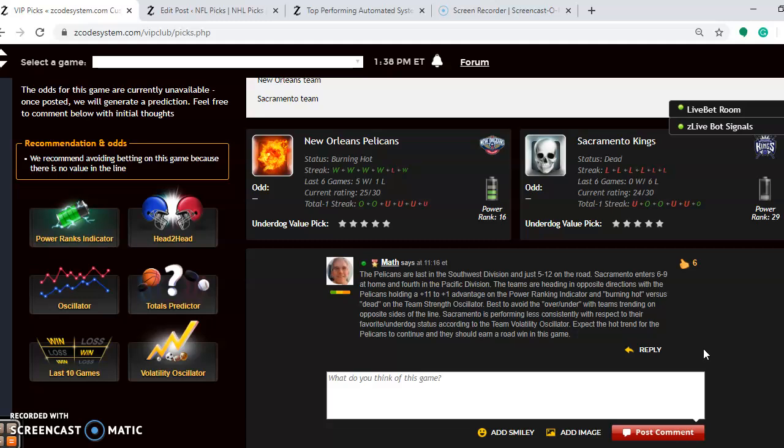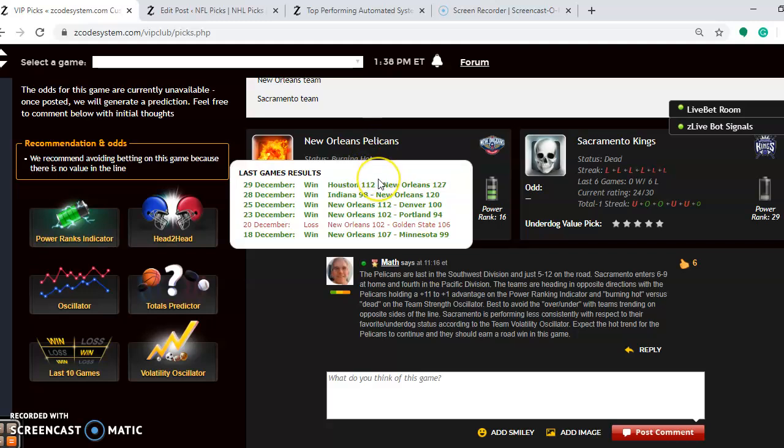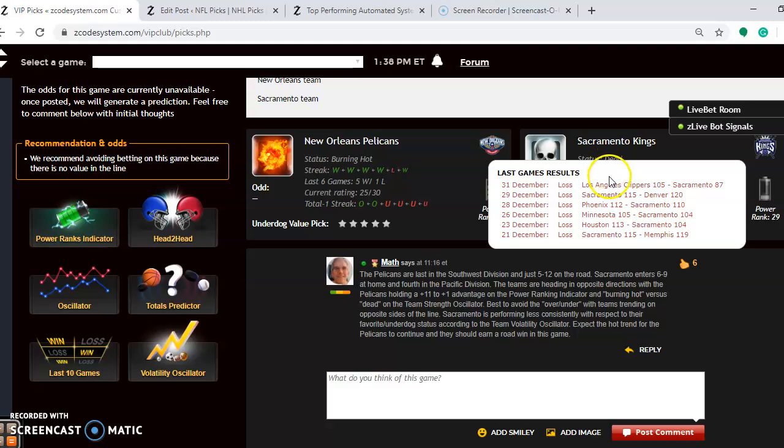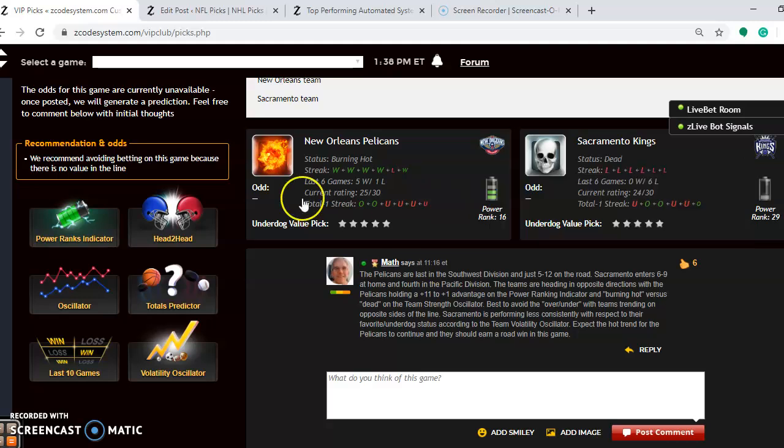The last game we want to look at is the New Orleans Pelicans and the Sacramento Kings. New Orleans is burning hot. They have won five out of their last six. Sacramento is dead, having lost their last six. The Pelicans are just 5-12 on the road, however, but Sacramento is just 6-9 at home, and they're fourth in the Pacific, and the Pelicans are last in the Southwest.